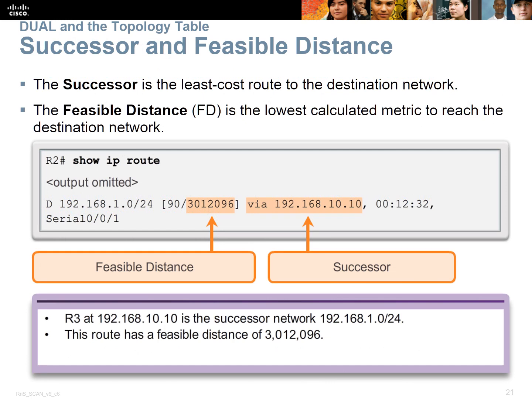So let's have a look at the show ip route. We have the feasible distance, or the metric. The administrative distance is 90, and a big capital D shows that it's EIGRP, and the feasible distance is the actual metric. So what do we have there? 3,012,096. That is the metric. That is the feasible distance to get to this network from this router. And we've learnt it via 192.168.10.10. So that is the successor.